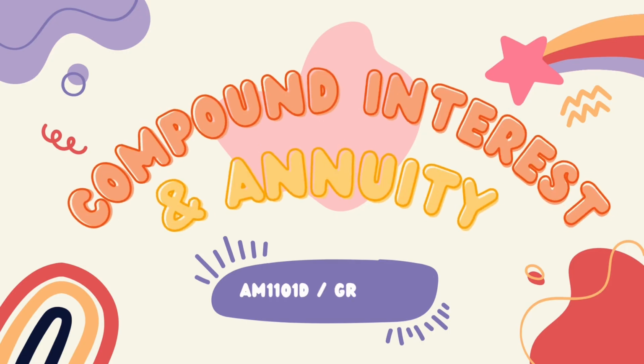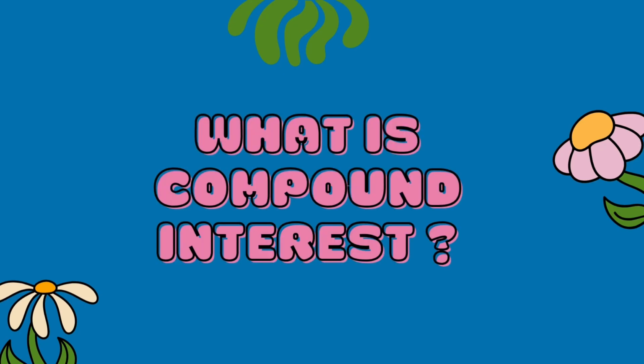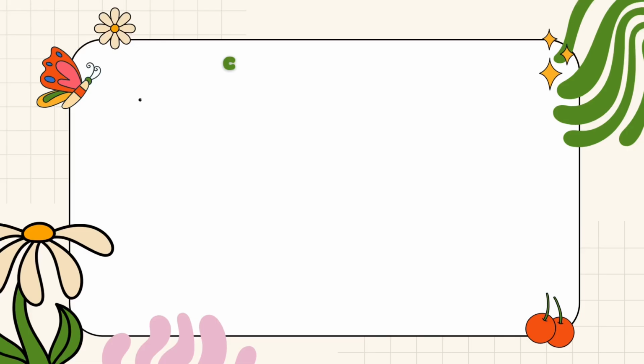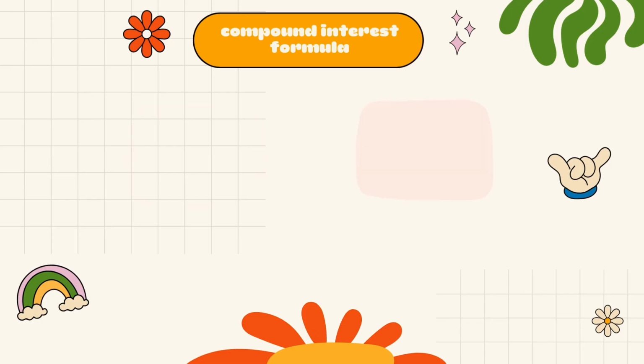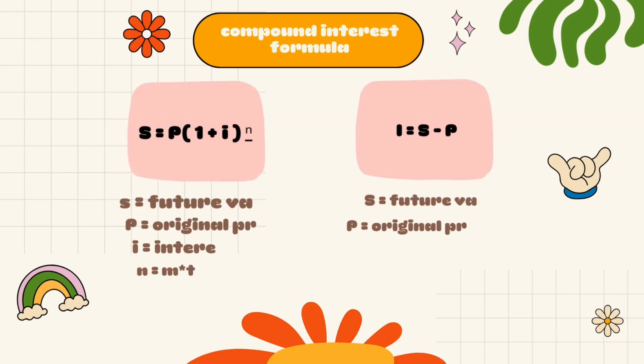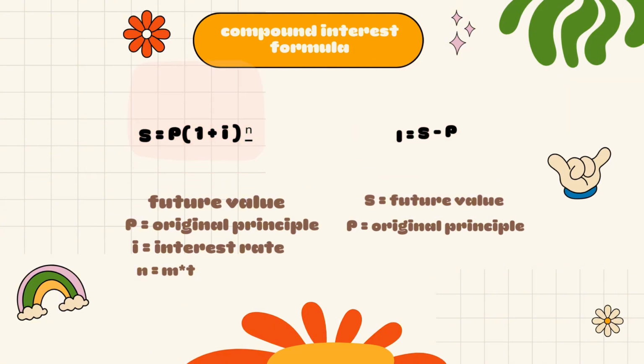So today we will discuss compound interest and annuity chapters. So what is compound interest? Compound interest can be defined as interest on interest, or interest on money that was previously earned as interest. The uses of compound interest are for financial planning, investment, budgeting, and saving insurance. Here are some formulas that we will be using for this chapter.